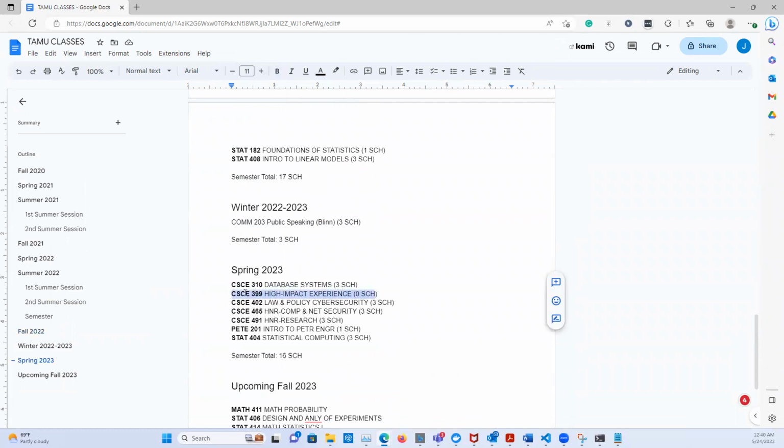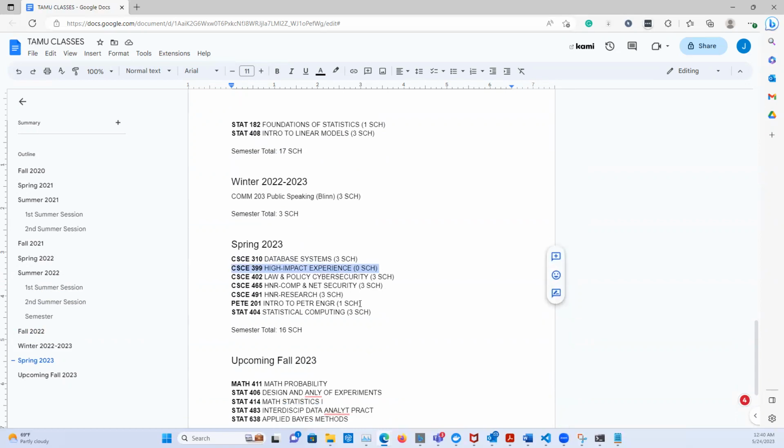It's a pass-fail class, so it doesn't really affect your GPA, but you do need to make sure to follow all the instructions on the papers.